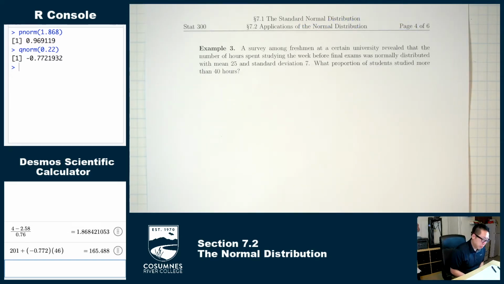Example 3. A survey among freshmen at a certain university revealed that the number of hours spent studying the week before final exams was normally distributed with mean 25 and standard deviation 7. What proportion of students studied more than 40 hours?